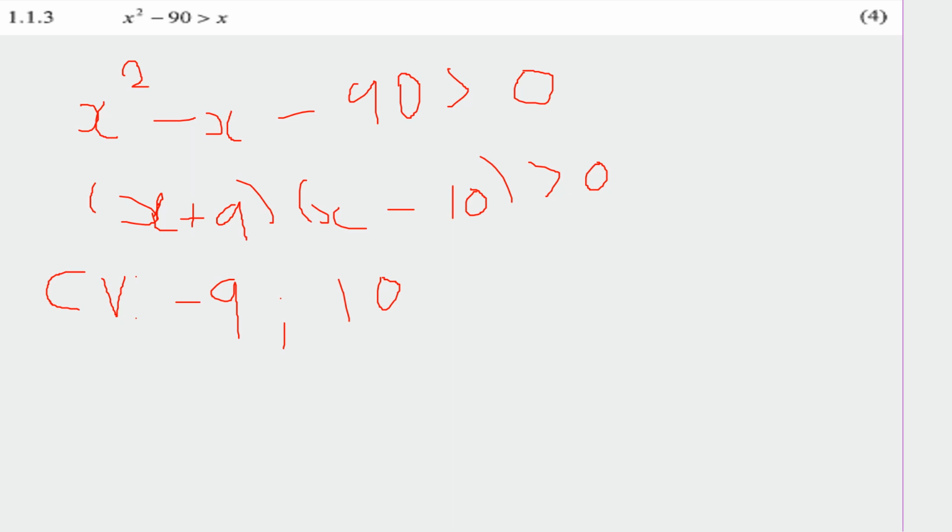So now you have your critical values as -9 and 10. The way you put your critical values, you must put them from smallest to highest. So basically -9 is smaller than 10. Just like that. So I'm just going to erase here, and then I'm going to plot these critical values on our curve. After you get your critical values, you now have to plot.